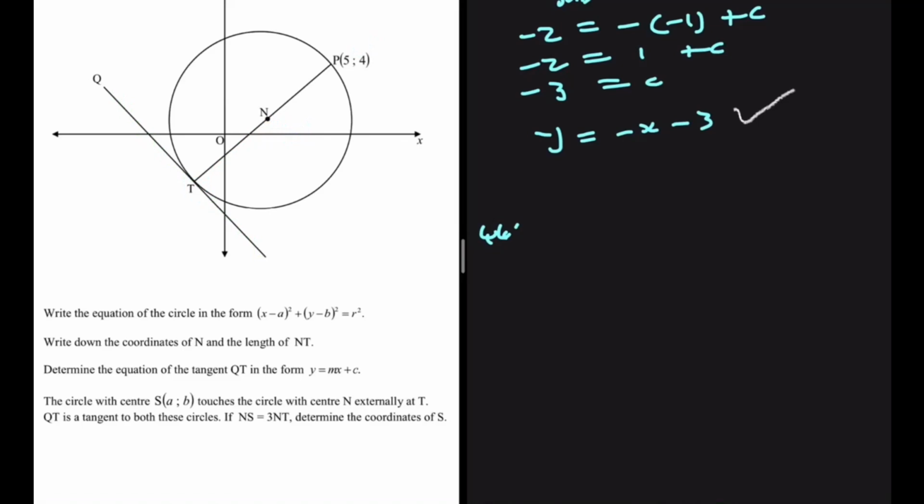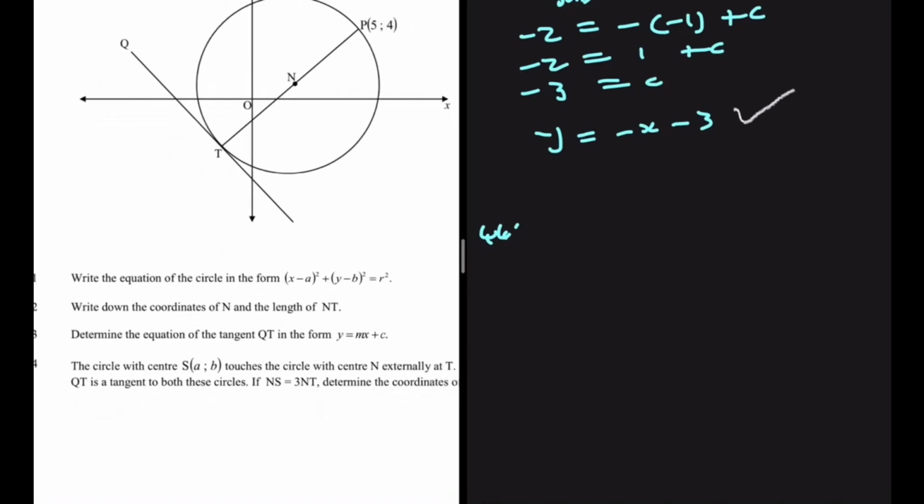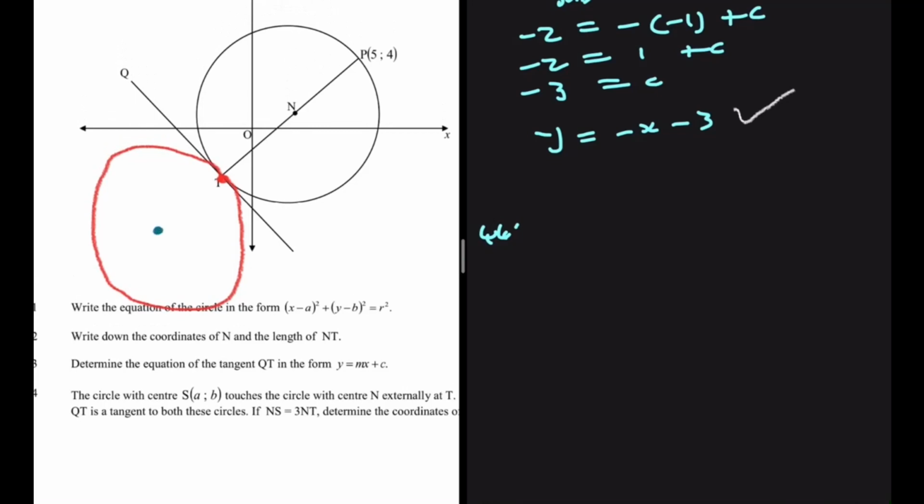So let's go ahead and sketch that circle and then try to make sense of the situation we have. They touch at t, and then qt is also a tangent to that circle. Another key point is that they touch externally, because if the question just says they touch, that is very unclear. But now that we know they touch externally, we can do something with that. Let's take that as our circle and try to make something of it. It has a center S of coordinates a and b. The coordinates of t are minus 1 and minus 2.